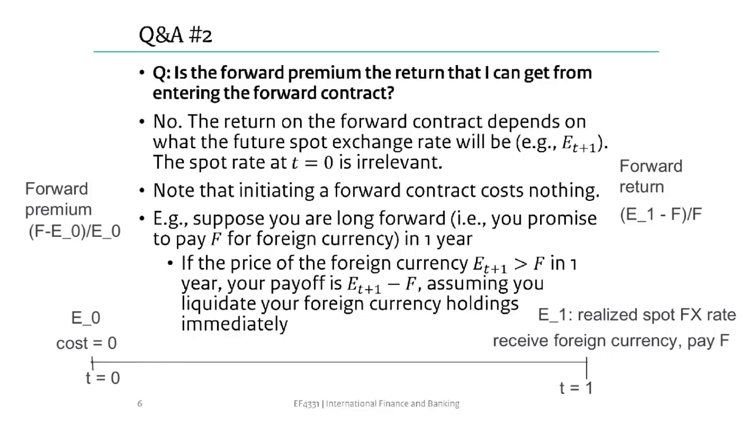Okay? So if we look at this timeline, you can see what's changing, right? At time 0, I engage in a long forward contract. It costs me nothing to engage in it. I will receive the foreign currency. I will pay F.